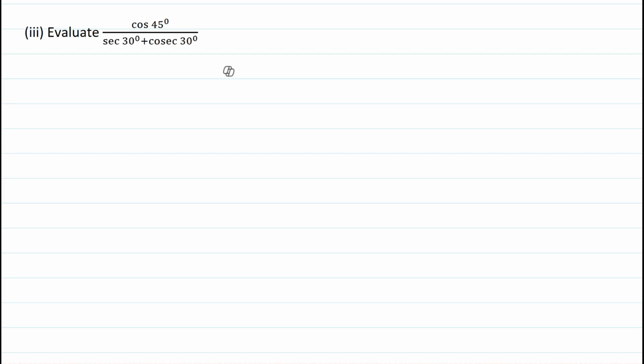Now let's do the third question. Evaluate cos 45 degrees divided by secant 30 plus cosecant 30. So what is cos 45? Cos 45 the value is 1 by root 2 and secant 30 degrees the value is 2 by root 3 and cosecant 30 degrees the value is 2.